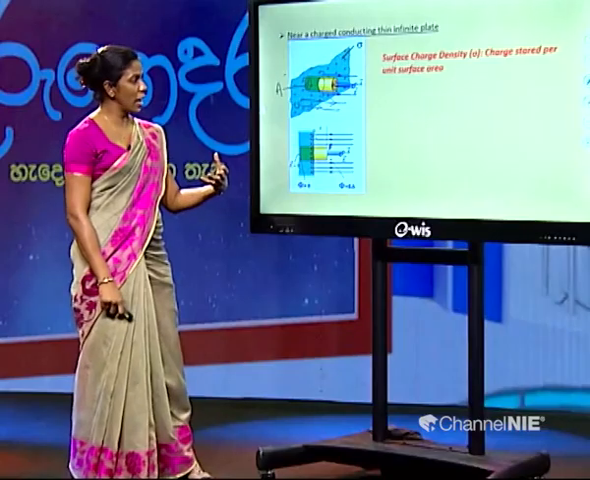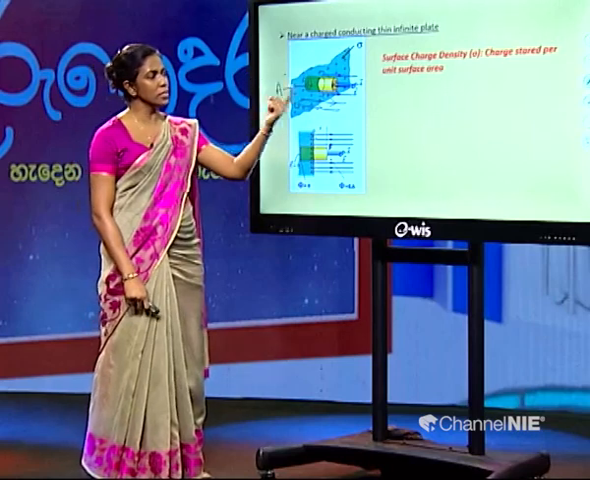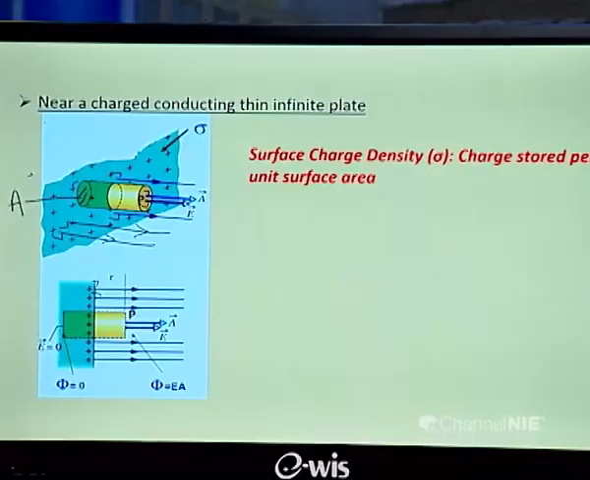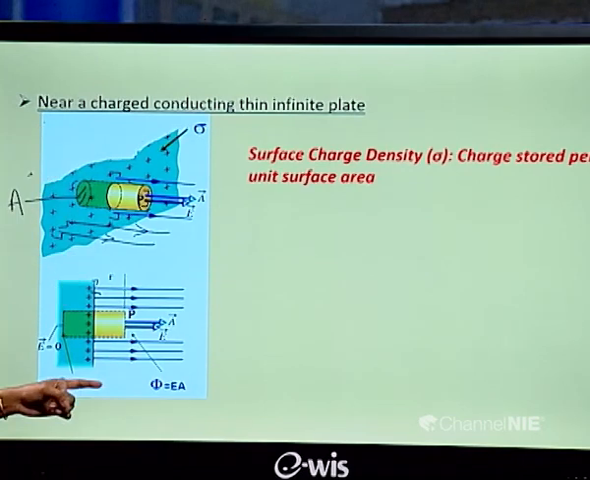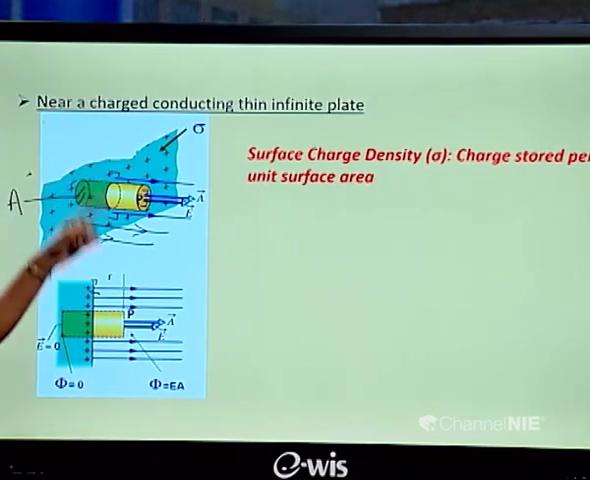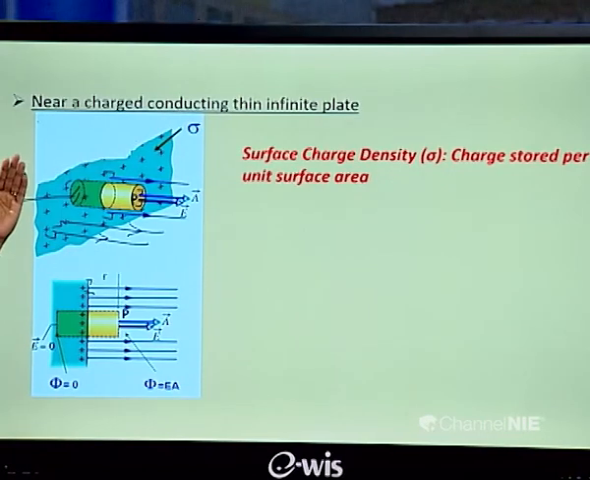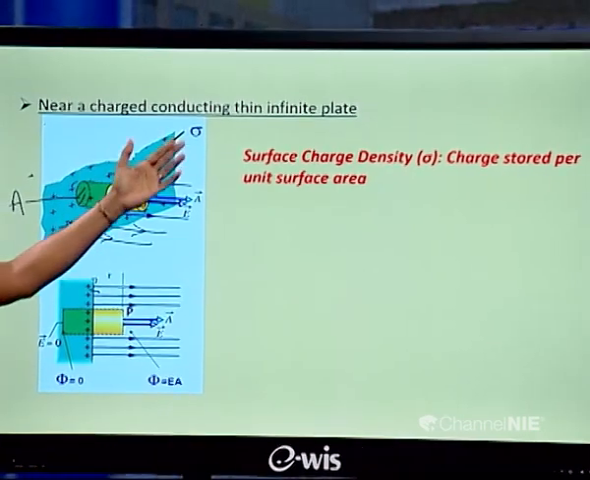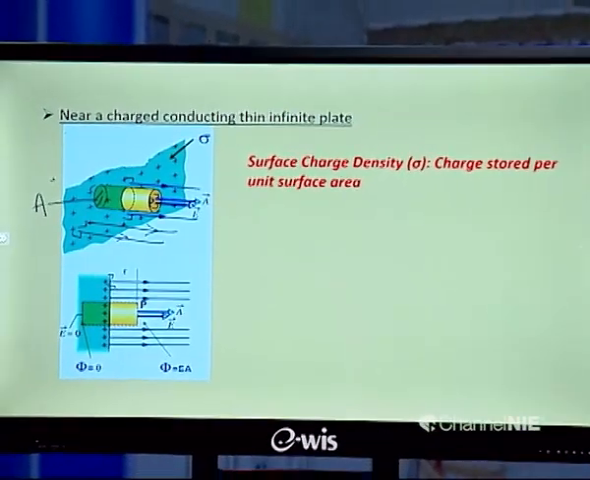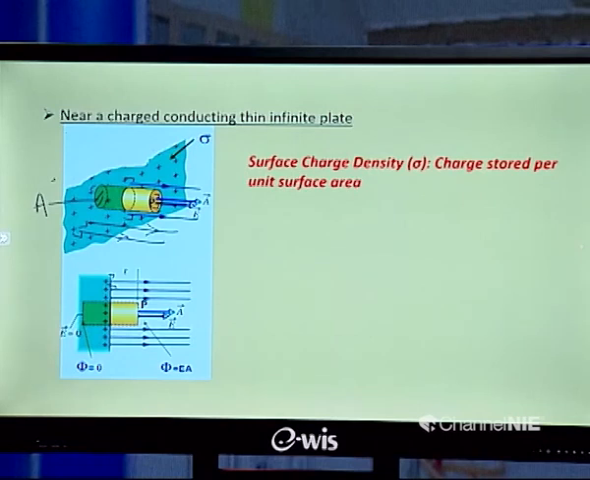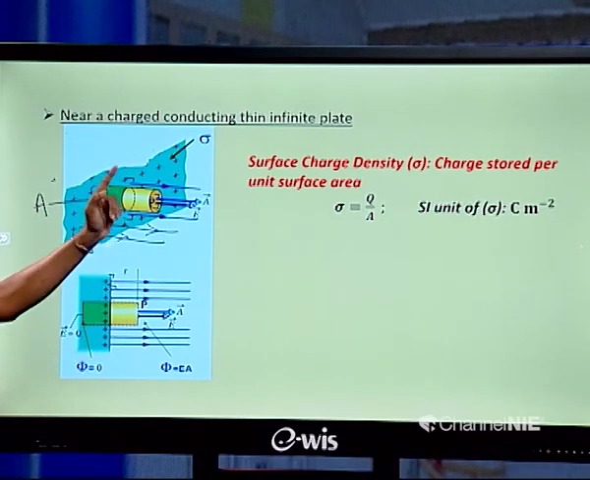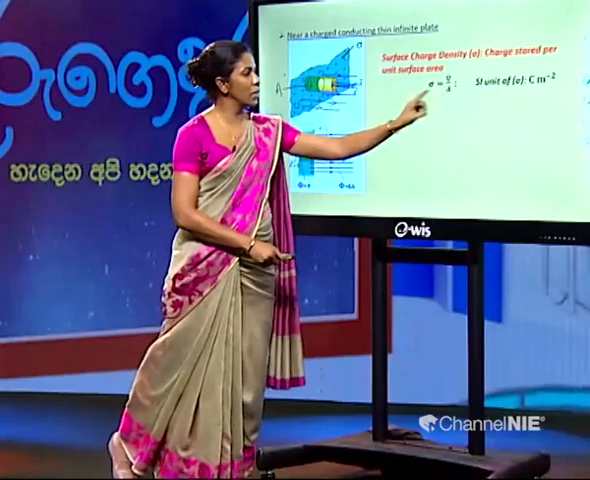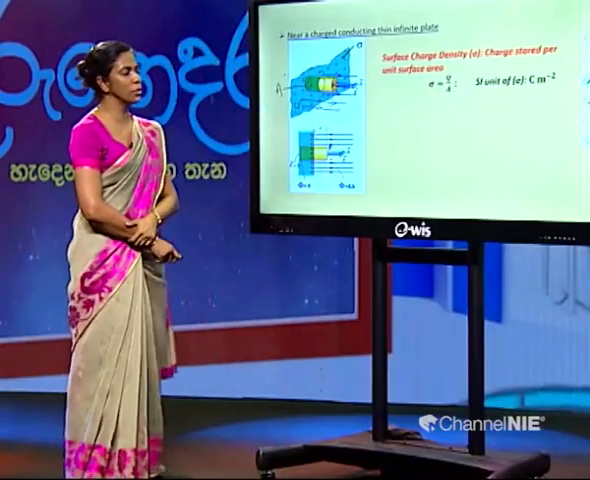Now, to do that, we introduce the property called surface charge density, sigma. In the previous one, along the wire, charges were distributed along the length of the wire. Here, the charges are distributed over the surface of the plate. So, it is the surface charge density sigma, defined as charge stored per unit surface area. So, sigma would be, if a charge Q is stored on area A, the charge stored per meter squared, a unit area, is given by Q over A, and coulombs per meter squared would be the unit of that.